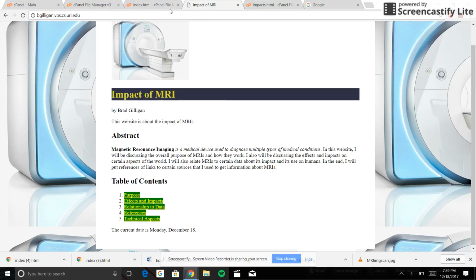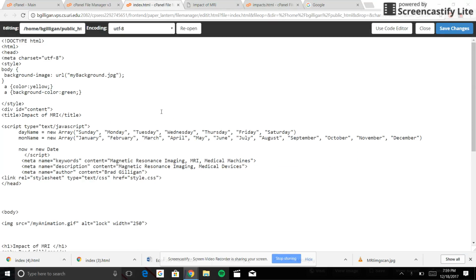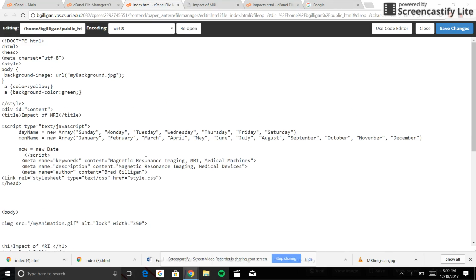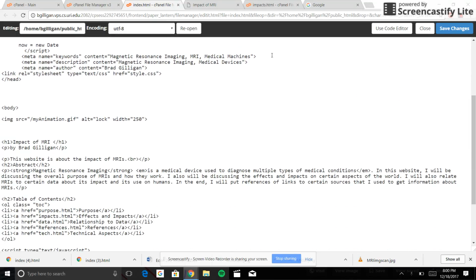To program the pages in HTML, I used different types of text, coding, and style. As you can see here, I've linked my style sheet, which has all the styling that I need to affect how the page looks.